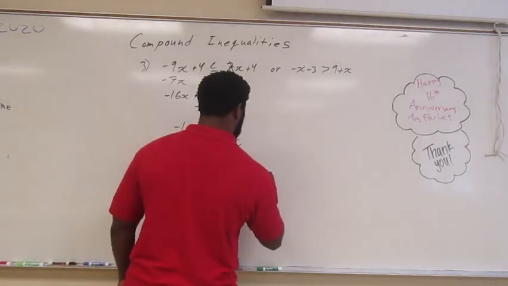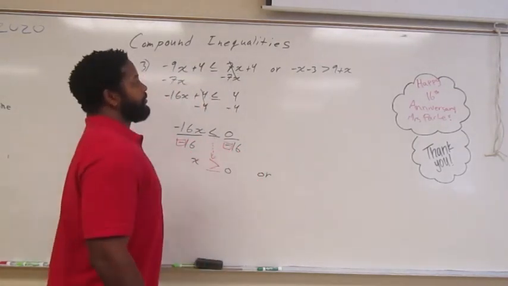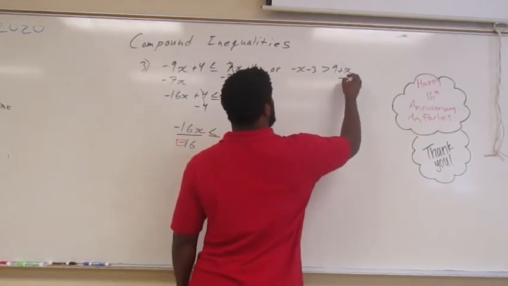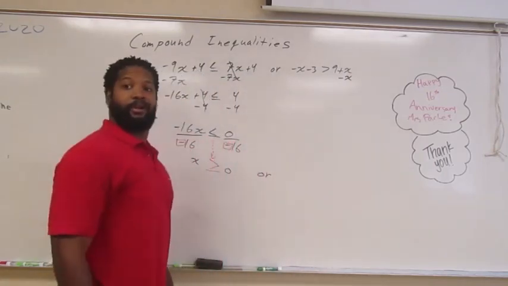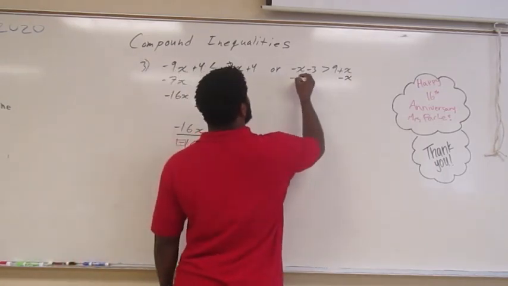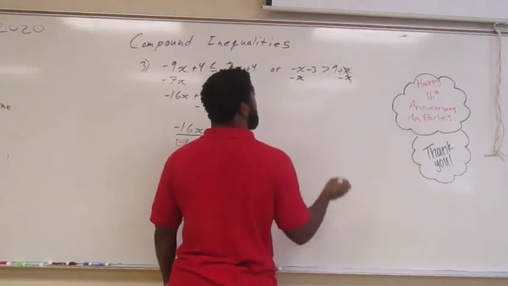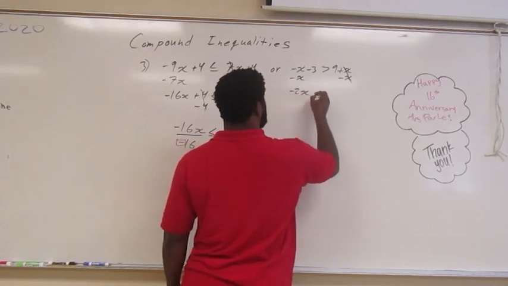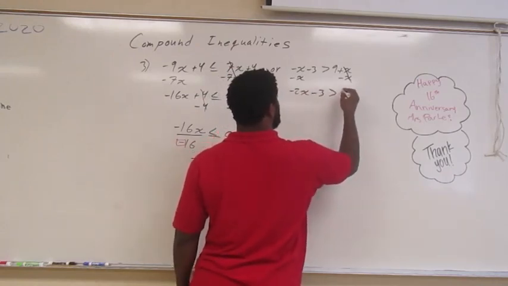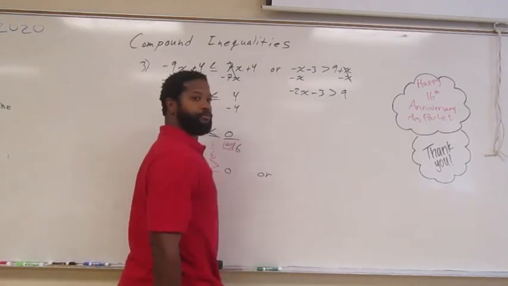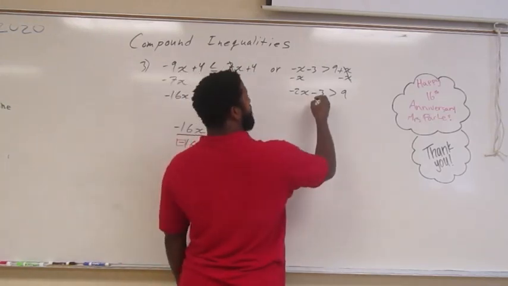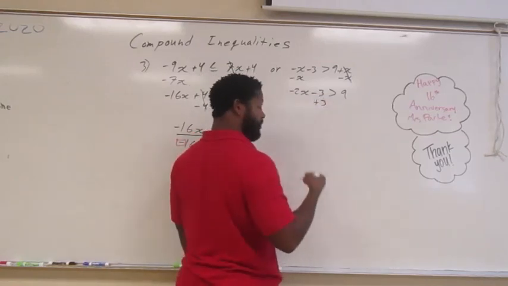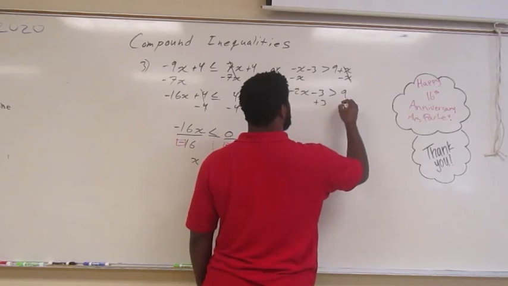Or, let's subtract this x to the other side. Negative, that cancels out. Good job. Negative 2x minus 3 is greater than 9. Add the 3. Good job. Whatever we do on one side, we still do on the other, okay?